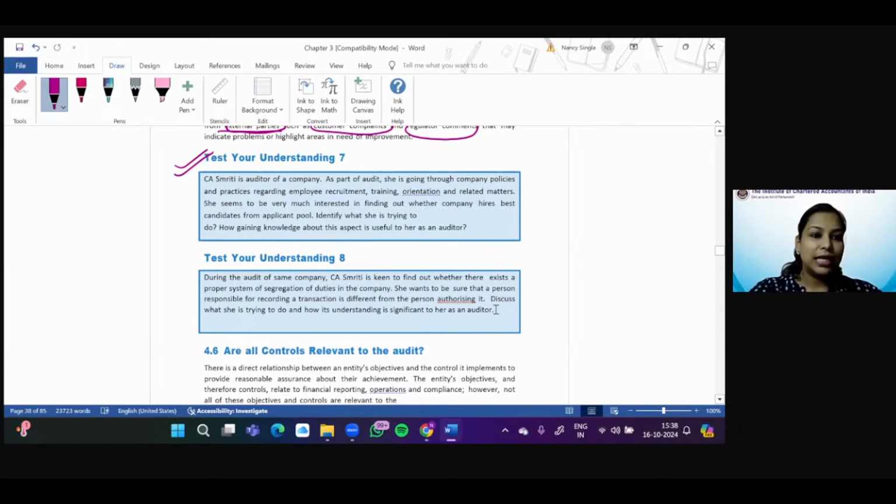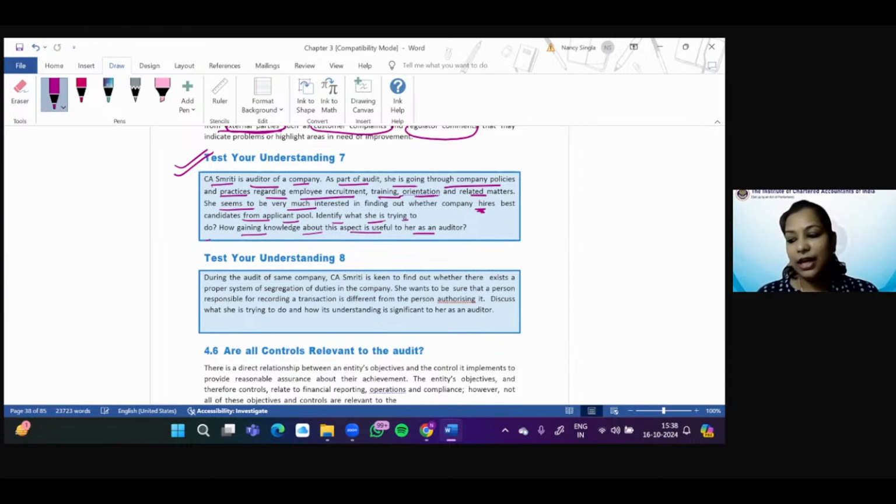So go through this test your understanding 7. It says that Ch3 is the auditor of the company. As part of audit, she is going through the company's policies and practices regarding employee recruitment, training, and orientation related matters. She seems to be very much interested in finding out whether the company hires the best candidate from the applicant pool. Identify what she is trying to do and how gaining knowledge about this aspect is useful for her as an auditor. Quickly send in your replies.